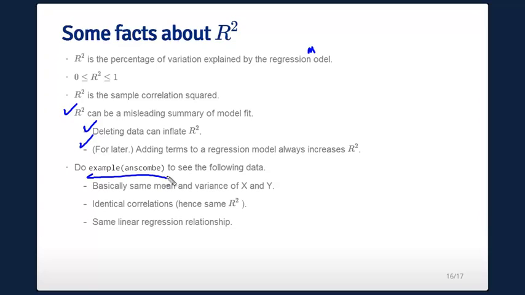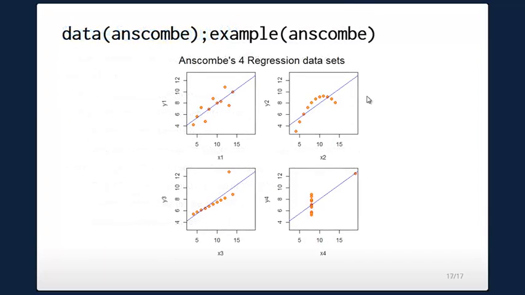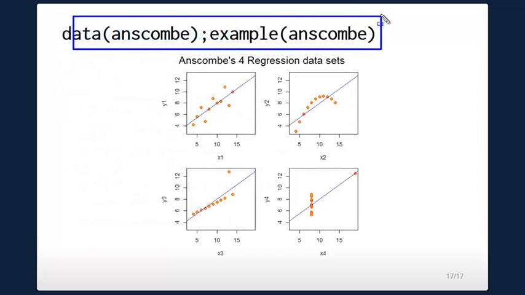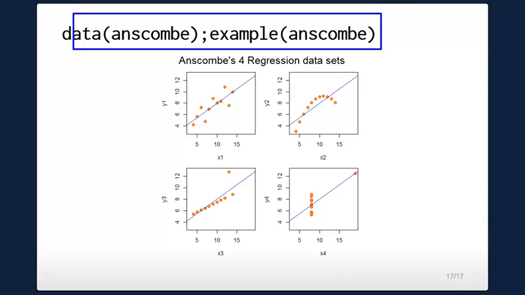And then here's an example. Anscombe came up with a great collection of data sets to illustrate some issues with R squared. They basically have the same mean for the x's and y's, about the same correlation for each data set, and the slope estimate is about the same. But when you actually plot the data, you can just do it in R by saying data Anscombe and example Anscombe, and you see very, very different regression relationships.